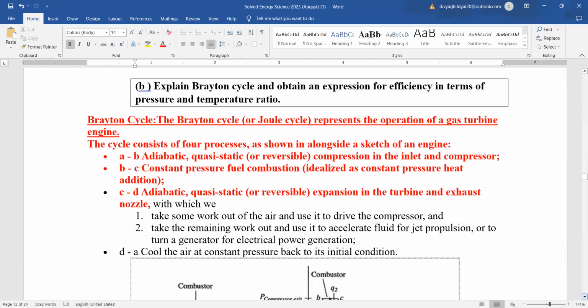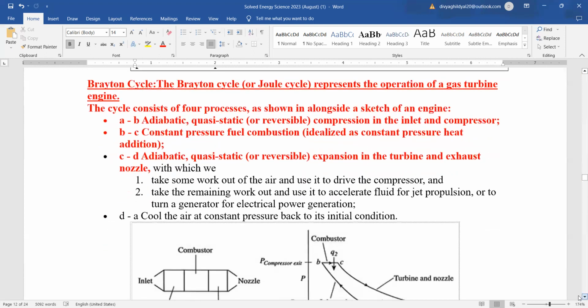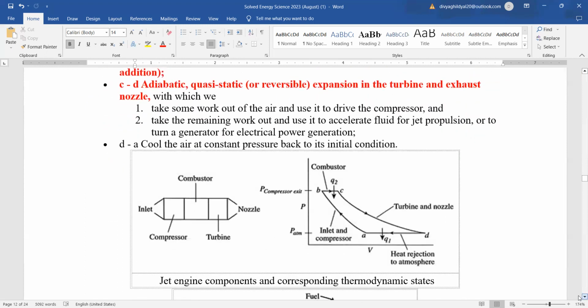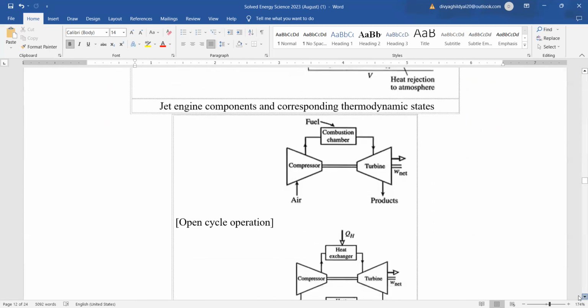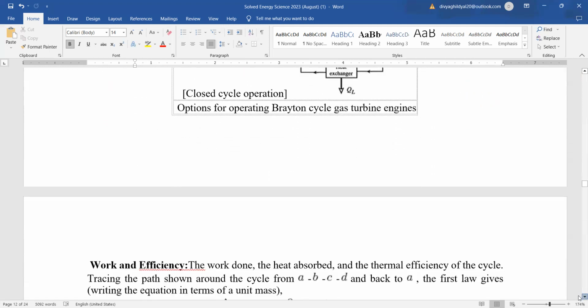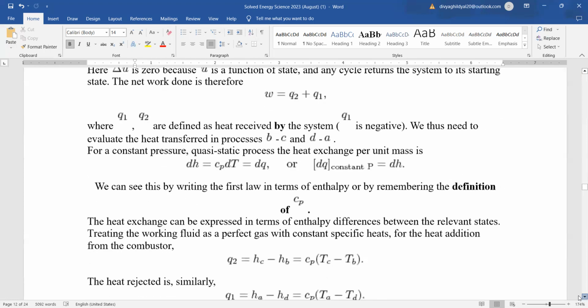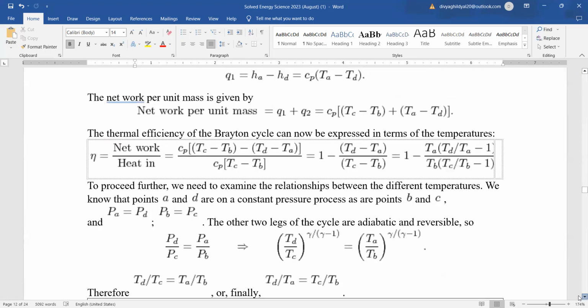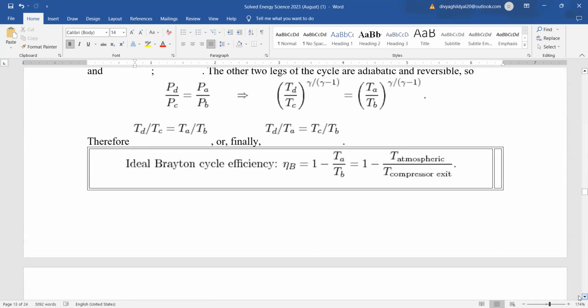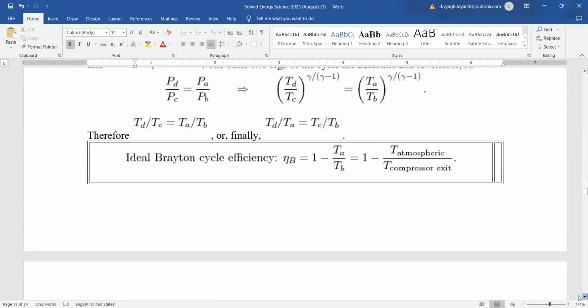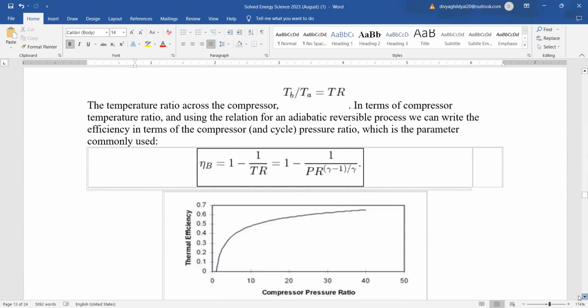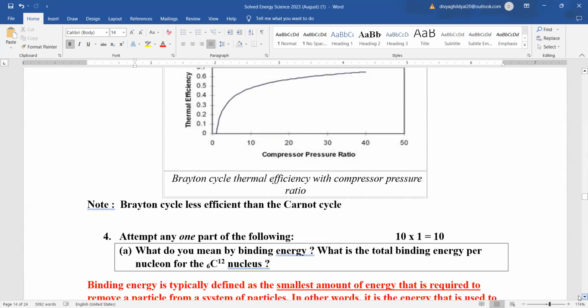Brayton cycle represents the operation of a gas turbine engine. Once again, you are going to draw the diagrams here, show the adiabatic, the reversible, the non-reversible, how this happens, explained in detail. You can check it out. For the Brayton cycle components, once again, they expect you in a 10 mark question to derive an expression for the efficiency, that is T atmospheric upon T compressor exit. And if you get time, you can even show the plot.